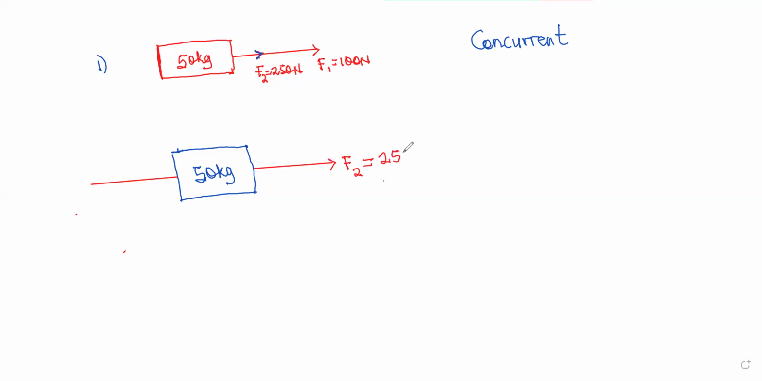In scenario 2, the same magnitude of forces, but they act at different angles. This is F1, 100 Newton. They act oppositely to one another. Then scenario 3. 50 kilogram, the same mass. This time around, the forces act.